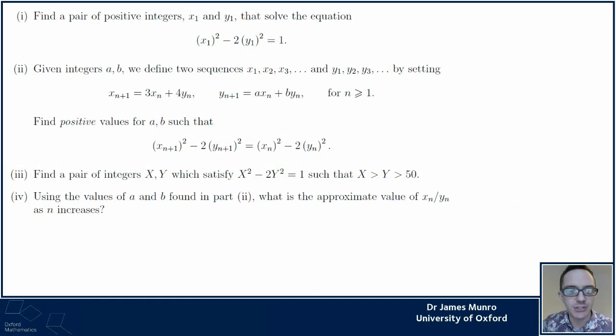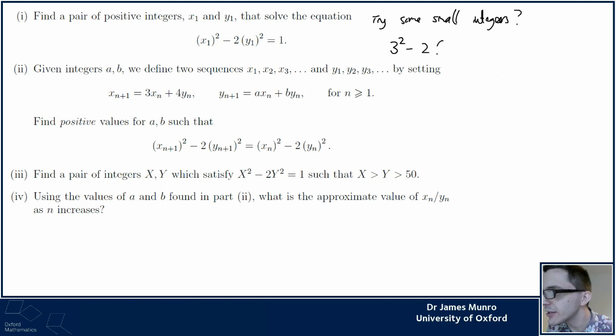I tried some small numbers. So when it says find a pair of positive integers, I don't have any idea on how to solve equations like this in general, but I'm going to try some small numbers. I tried normal stuff like 1. Trial and error. People have got 3 and 2. Oh, 3 and 2. That's 2 votes for 3 and 2. Hang on, let's check that live on stream. 3 squared, so 2 times 2 squared is 9 minus 8. That is 1.